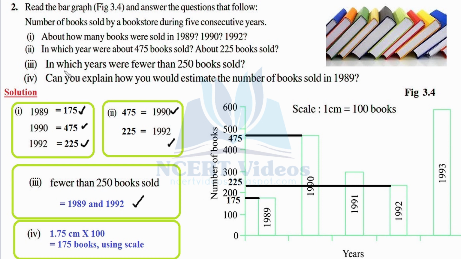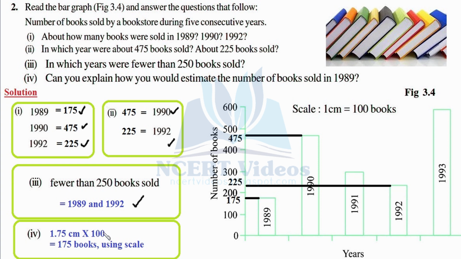Now can you explain how you would estimate the number of books sold in 1989? Well, in 1989, here is your 1989. So what we did, we measured the scale, because the scale is 100 books represent 1 centimeter. So we measure the scale, it points to 1.75. So it is simply a multiplication with 100. Unitary method, simple.